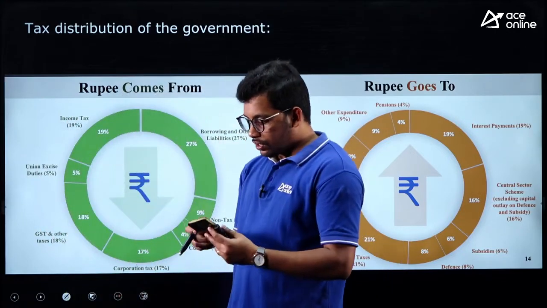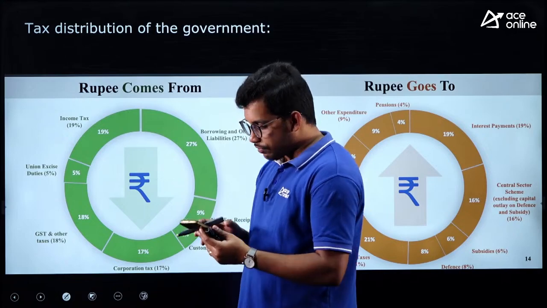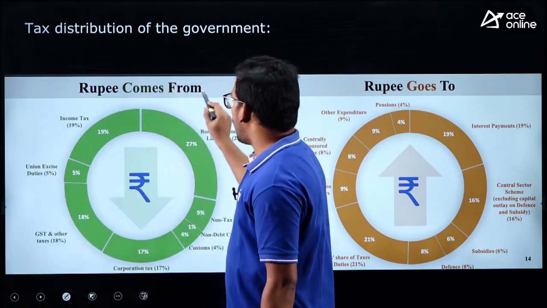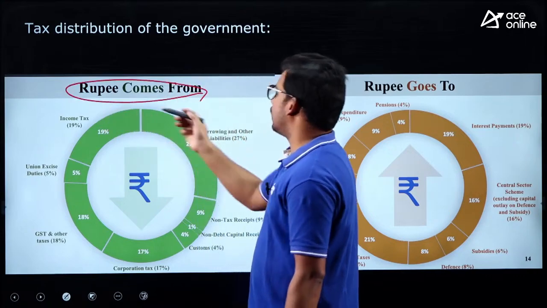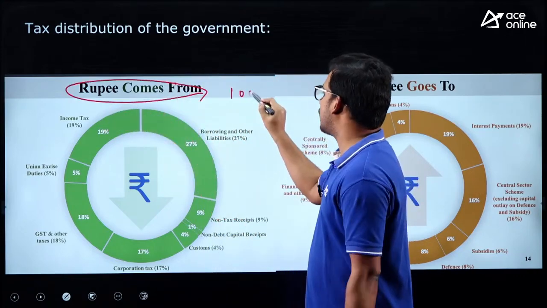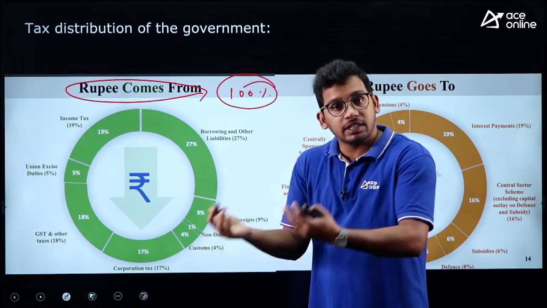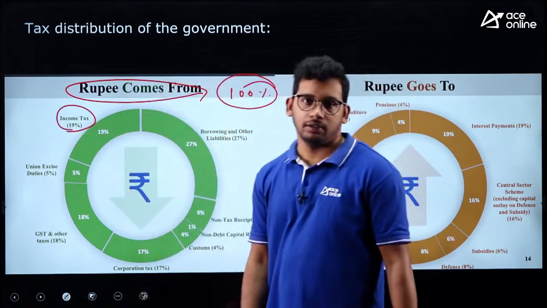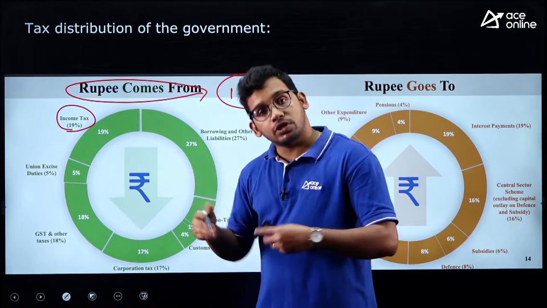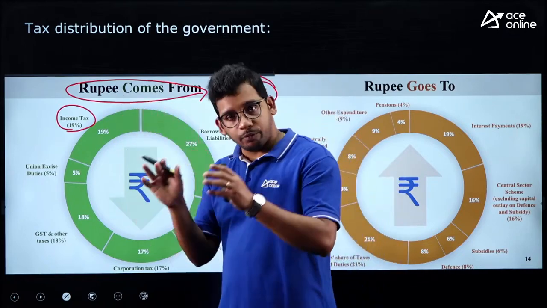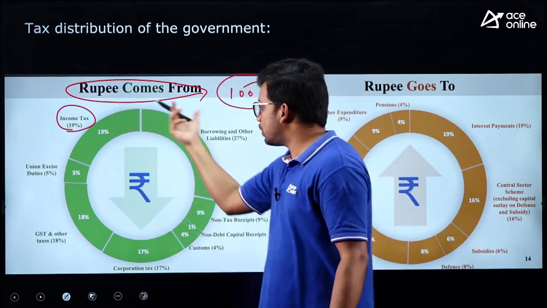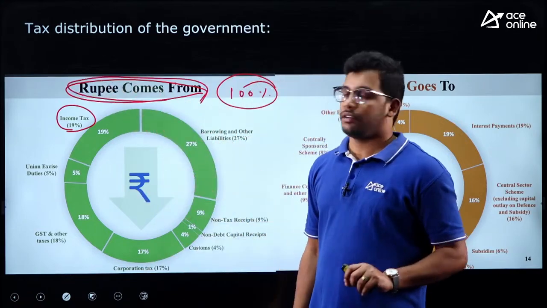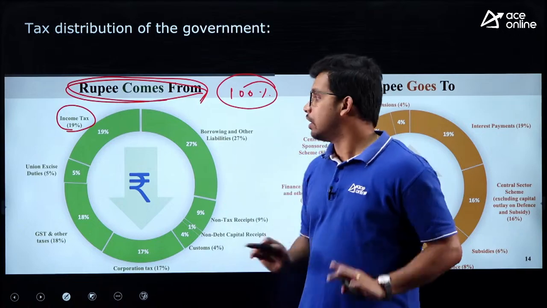Now coming to the data, there is a lot of important data to be remembered. Whatever the amount that government is getting, say for example 100%, out of that income tax is 19%. Income tax is the most tax revenue. This graph shows the distribution, how the government is collecting the money, from where government is getting the money, right.